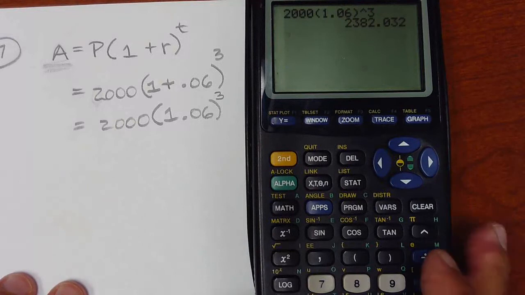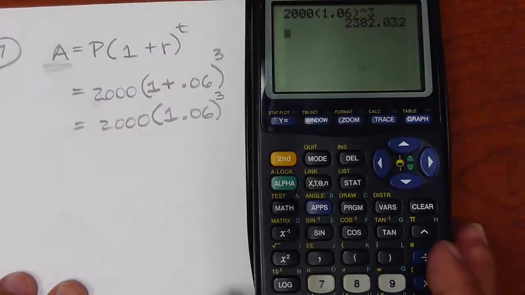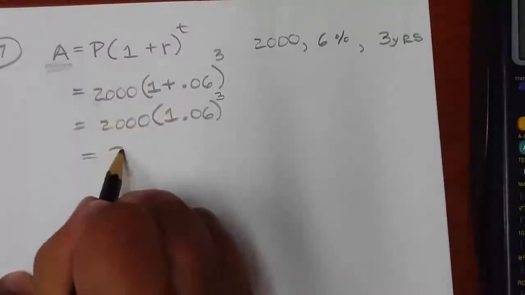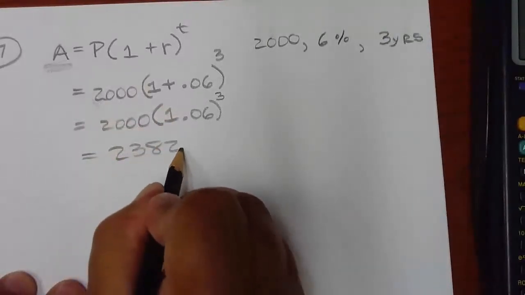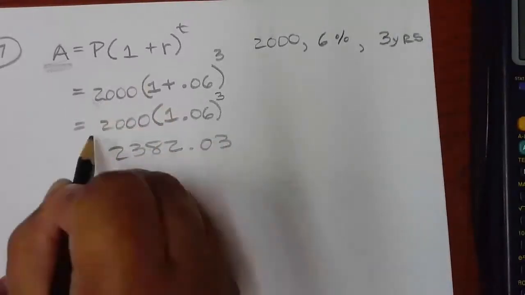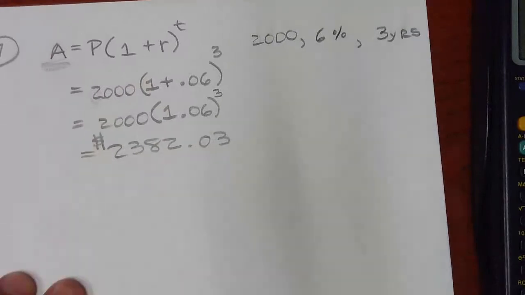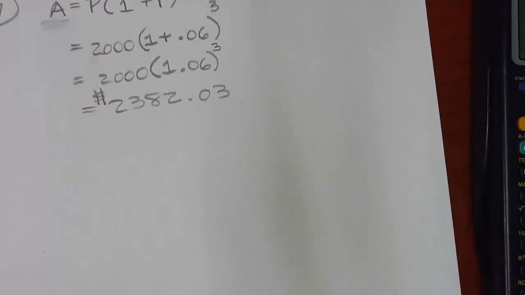And the amount is 2,382 and 3 cents. You stop it right at the second decimal number. And that is the total amount in your account.